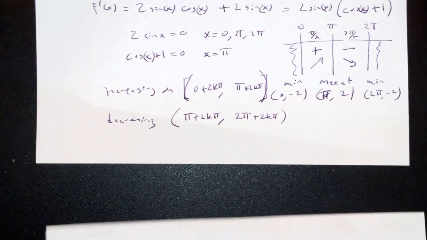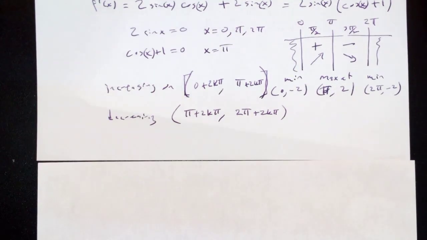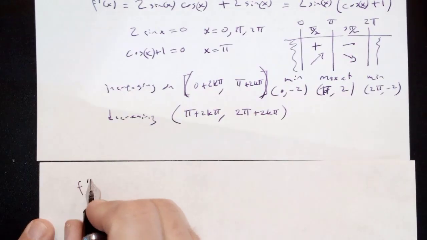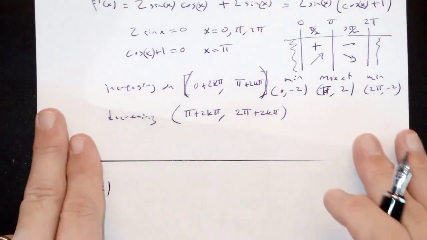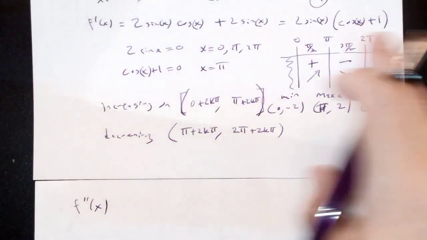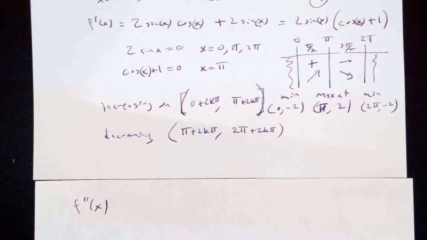So I figured out intervals of increase and decrease. I figured out maximums and minimums. That's all I get from f prime. Let's look at f double prime. You can use either version to do the second derivative.